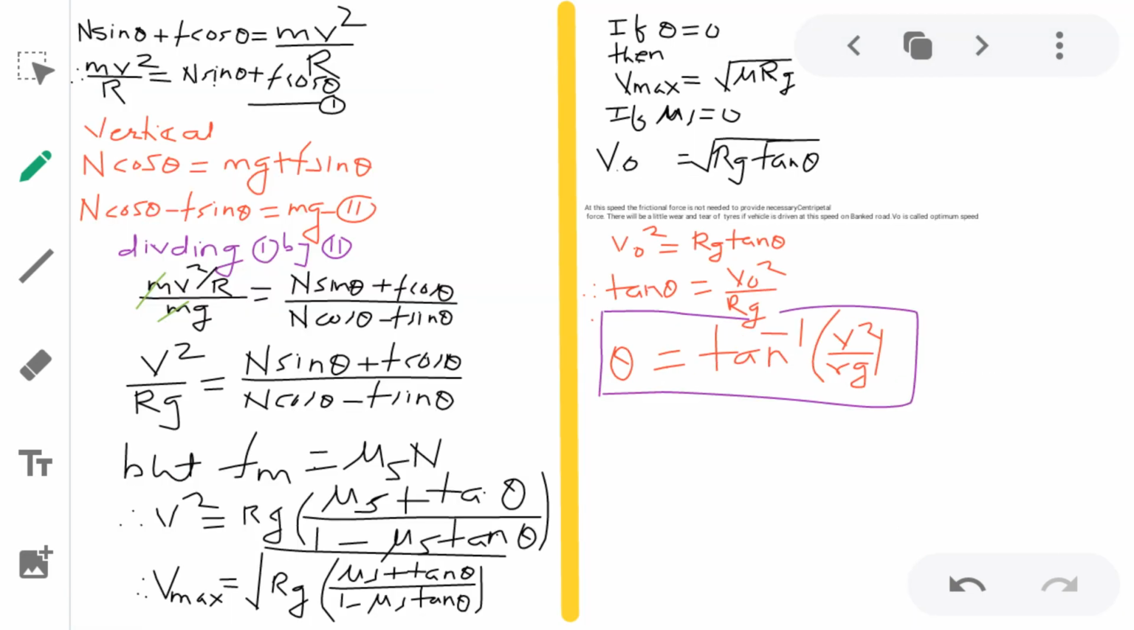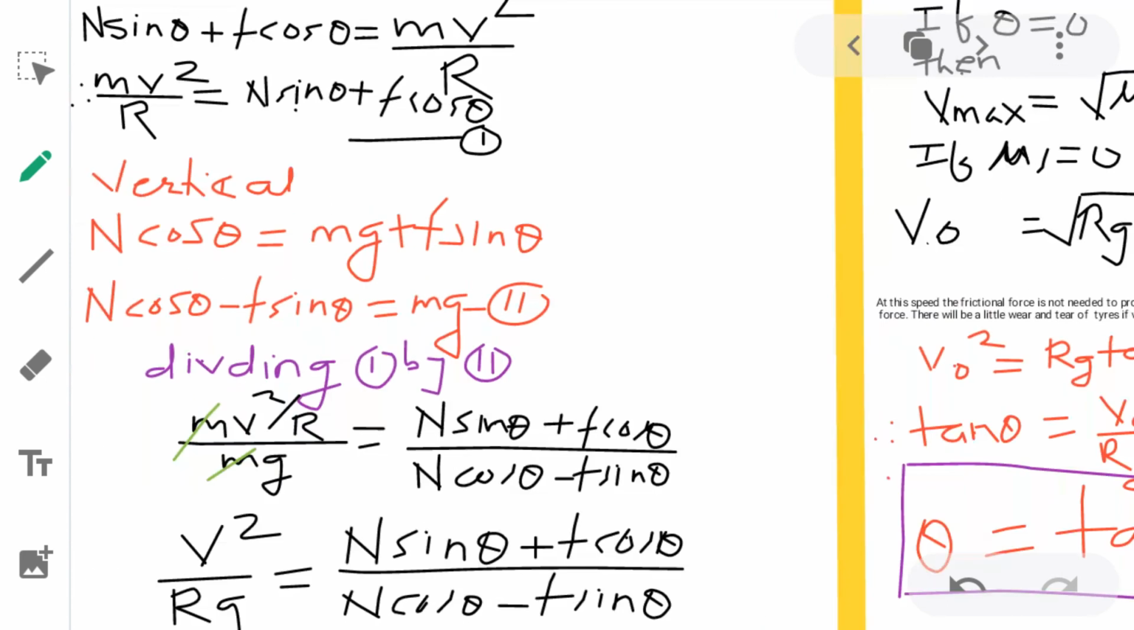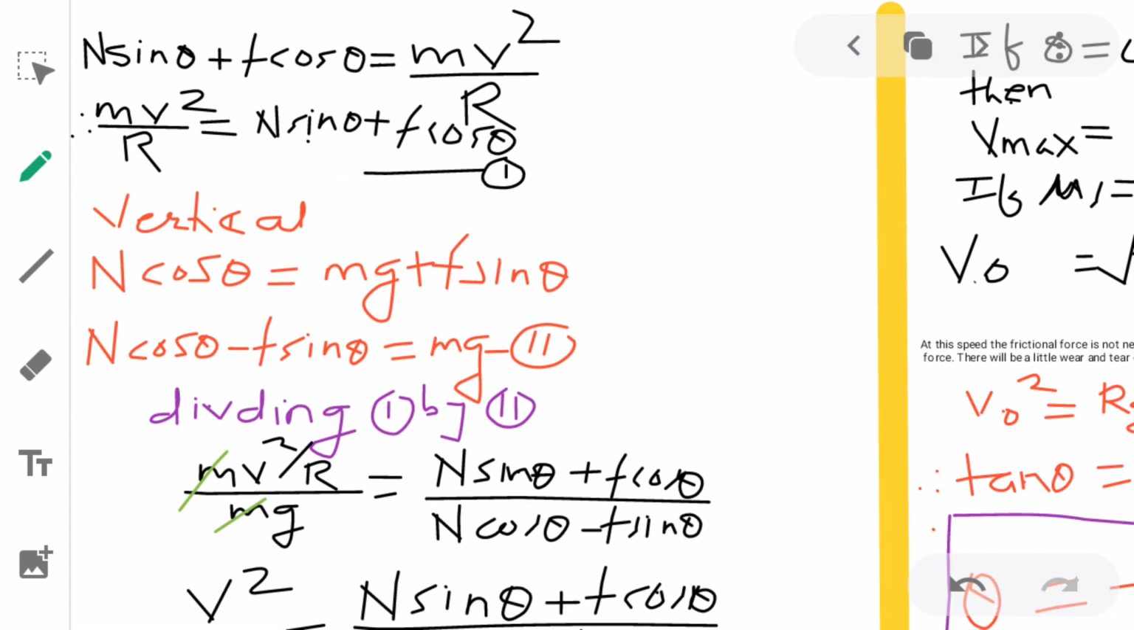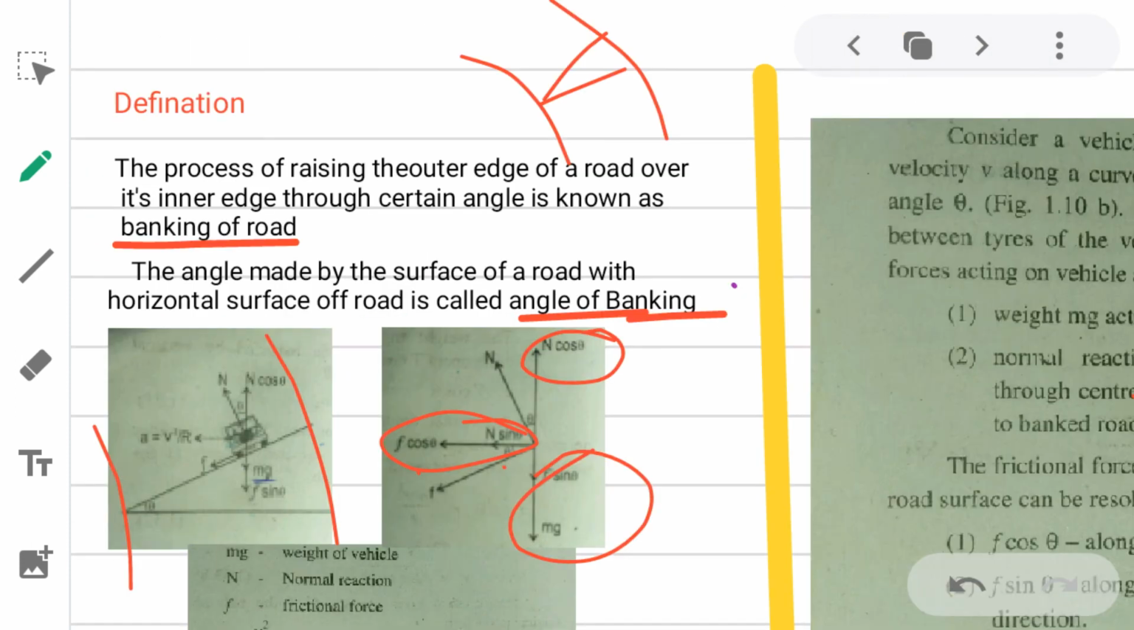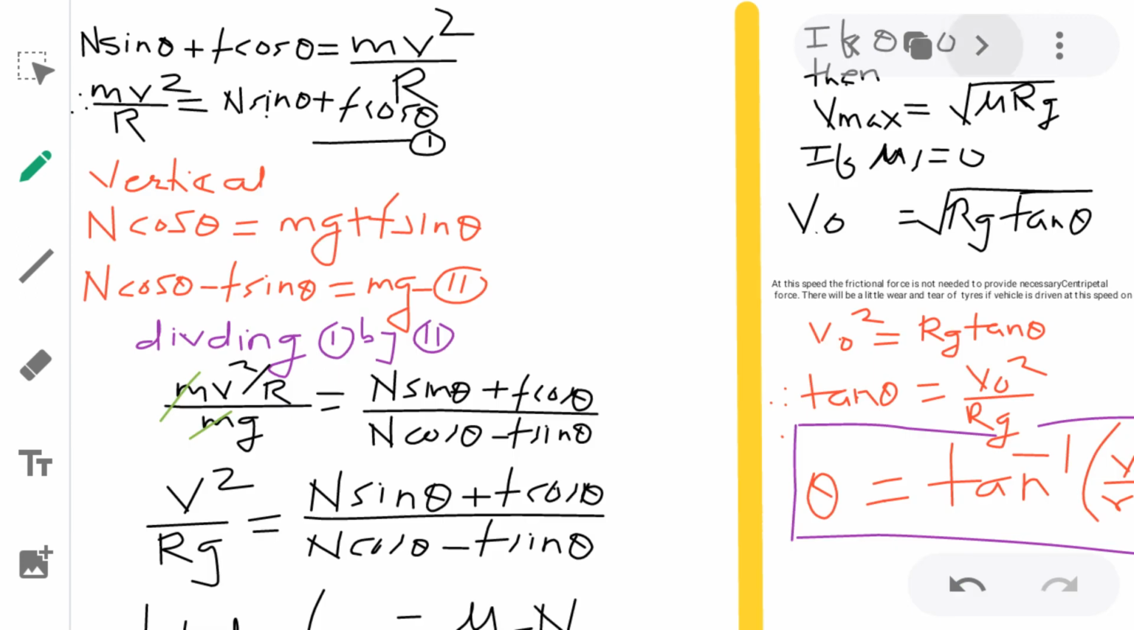And next thing is angle of banking. What is the angle of banking of a road? The process of raising the outer edge of the road over the inner edge is known as the banking of the road. The angle made by the surface of the road with the horizontal is known as the angle of banking. Now see here what is happening.